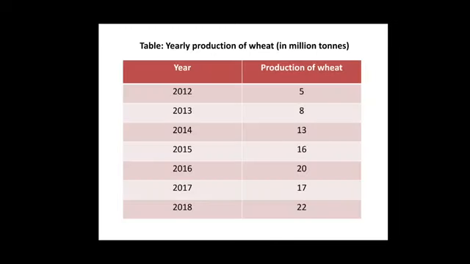This can be better explained with the help of an illustration. The table in this slide shows the production of wheat in million tons from year 2012 to 2018. The first column of this table shows the independent variable, which is time period, and the second column of this table shows the dependent variable, which is production of wheat. We need to represent this data in the form of a one variable time series graph.